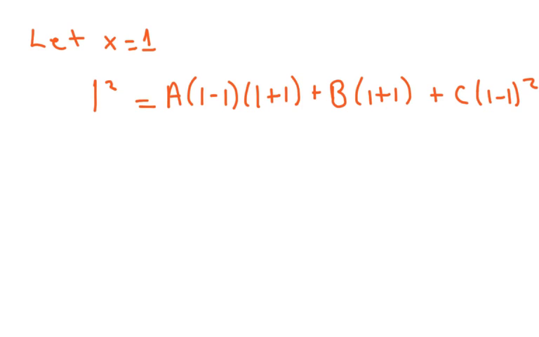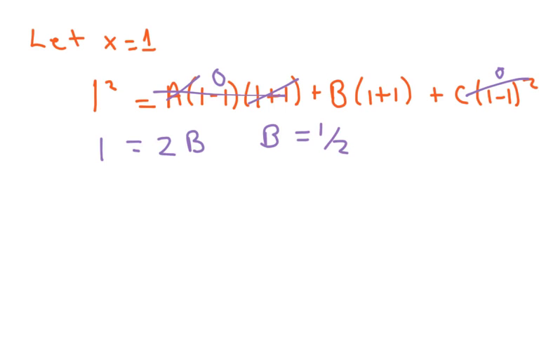Basically, we didn't need to do a and c here because this is 0, and 0 is going to zero all this out. So that just zeroes out, and this is going to zero that out. So we get 1 equals 2b. So b is 1/2. Okay? Now let's let x be negative 1.